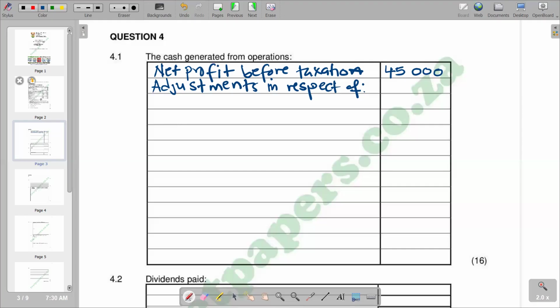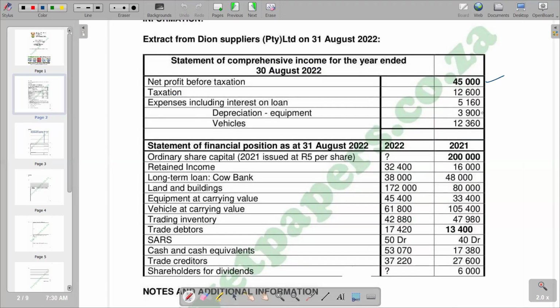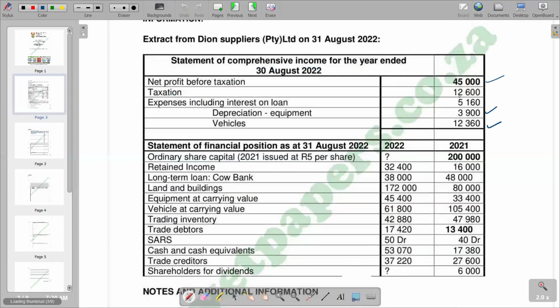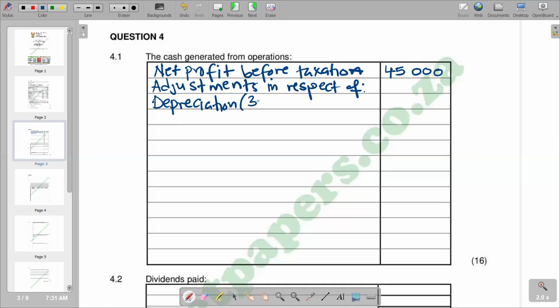So we can just refer back and try to see. We have got depreciation whereby we have 3,900 for depreciation on equipment, then we've got 4,360. And so if we add the two, we get the total depreciation. So we are just saying depreciation, whereby we are adding the two by saying 3,900 plus 4,360. So having done that now, our total becomes 16,260. So we can show it as a positive. And then I will look for other adjustments like interest expense.